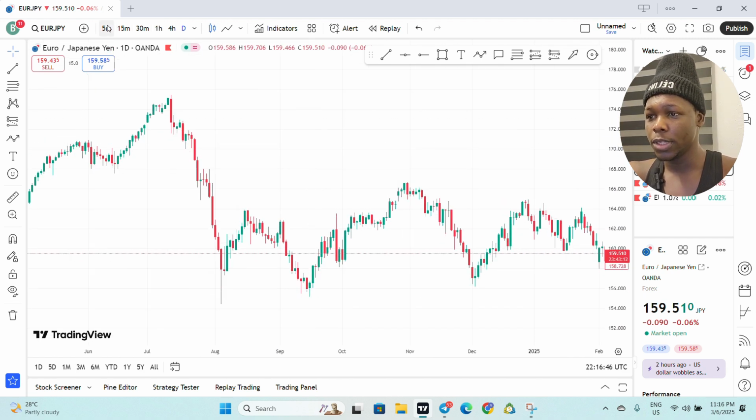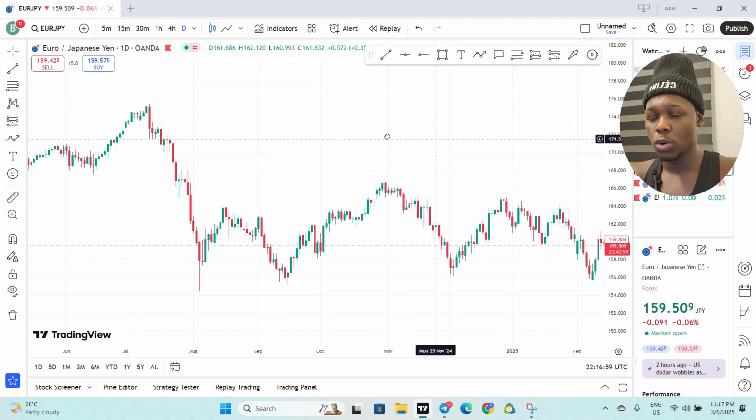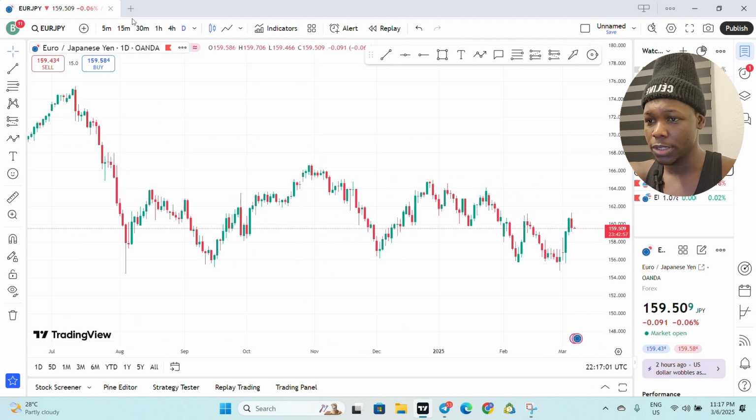If you look over here, these are the most important time frames I mostly look at. Understand? These are the most important time frames. Each time frame here has its own work. So let's get into the analysis.